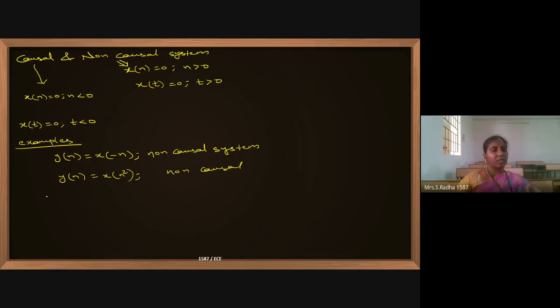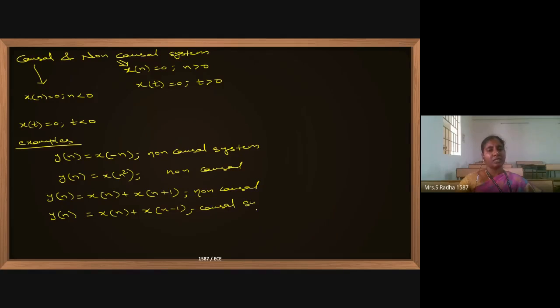And if you have y of n equal to x of n plus x of n plus 1, it also depends on the future. N plus 1 is there, so it is a non-causal system. But if you have n minus 1, only present and past, then it doesn't depend on the future. It is a causal system, non-anticipatory.